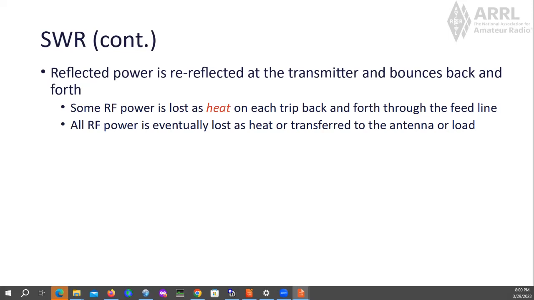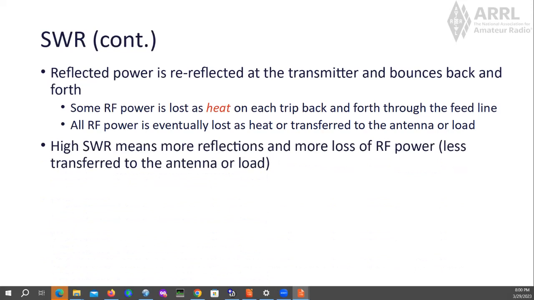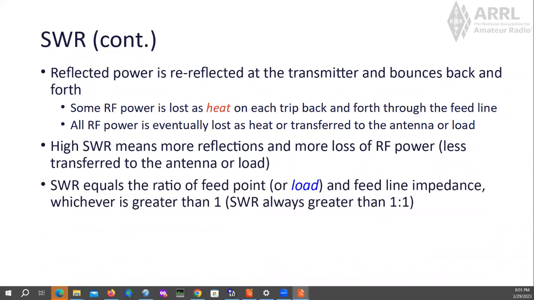The problem is it interferes with the final output of the transmitter. High SWR means more reflections and more loss of RF power, less transferred to the antenna or load. SWR equals the ratio of feed point or load and feed line impedance, whichever is greater than 1. And SWR is always greater than 1.